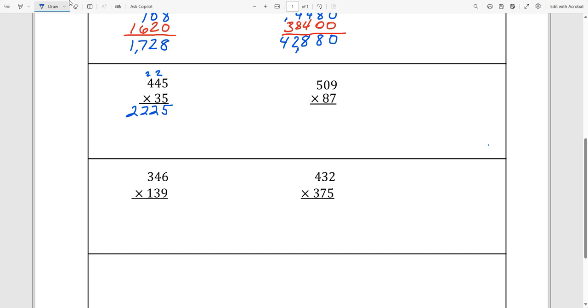2,225. All right, that's better. Okay, let's go to red. And we'll do 3. And 3 times 445. We'll put our 0 here to account for the tens place. 3 times 5. And we'll cross these out because we're done with those.